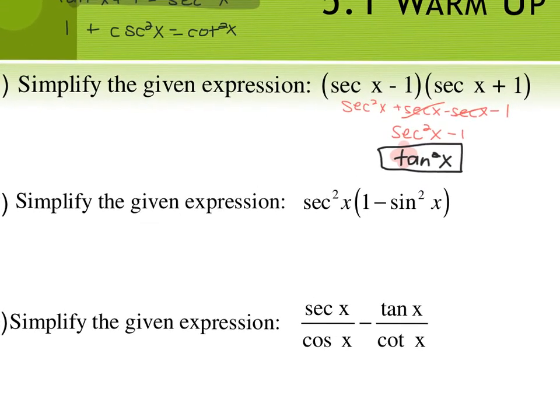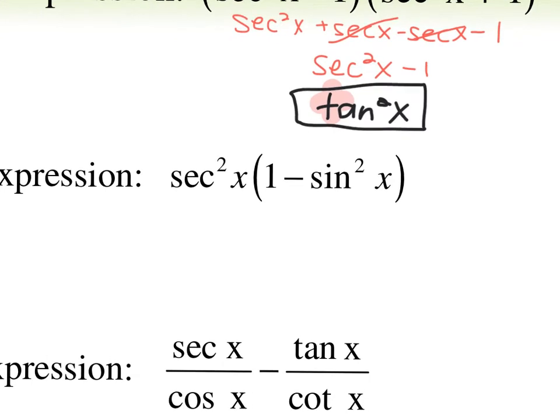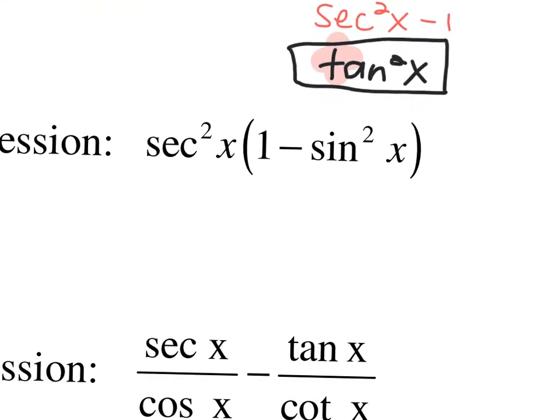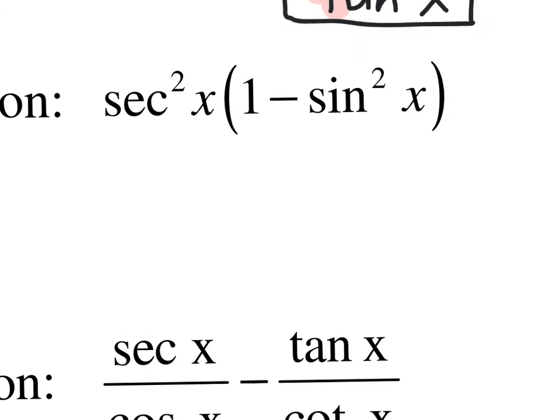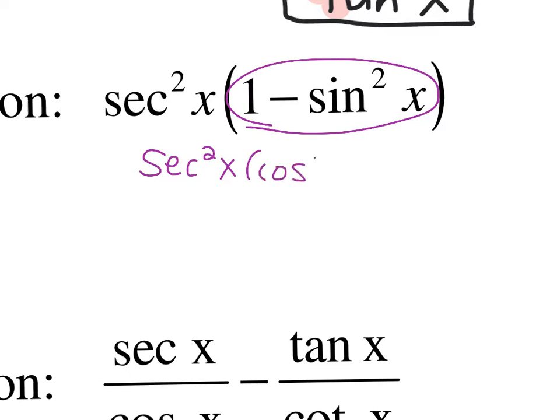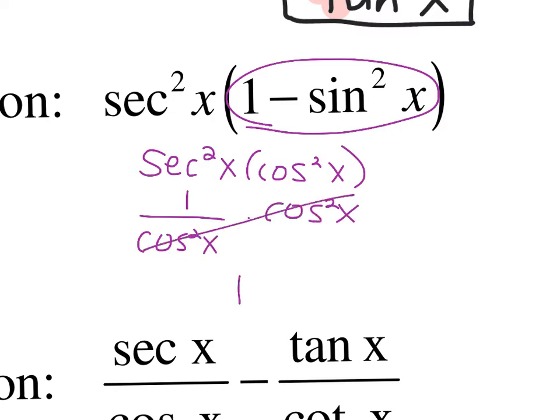Number 2, now I've got secant squared x times 1 minus sine squared x. So I would say there's a couple different ways to do this. What's one way you could do it? Good. That's probably the easiest way to do it. Take this, replace it with your cosine squared x. And then secant's the same thing as what? Good. Times cosine squared x, and then they cancel, and I just get 1.